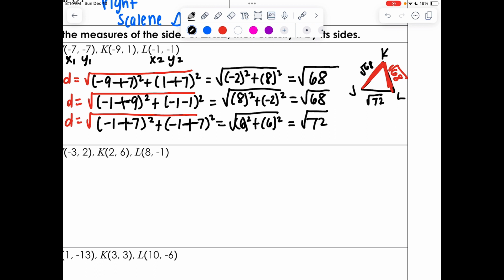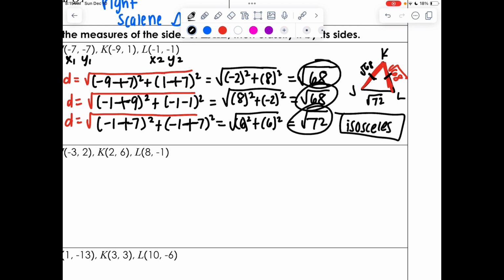Now, according to this, two of the sides are equal. If two are equal, we call that an isosceles triangle. Now if all three of the sides were equal, we call it equilateral. And if none of the sides were equal, like if this was 68, 55, and 72, let's just say, then it would be scalene.